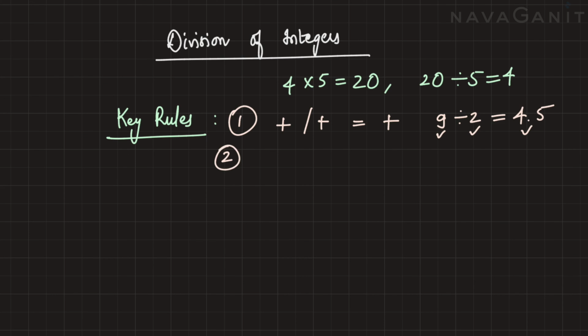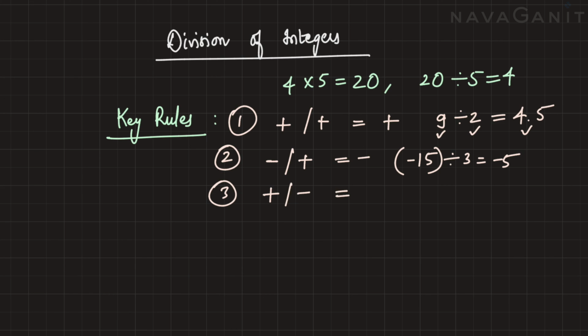Secondly, if I am dividing negative by positive, the result would be negative. For example, minus 15 divided by 3 would be minus 5. So negative by positive would be negative. Similarly, if I am dividing positive by negative, the result would be negative. For example, 16 divided by minus 4 would be minus 4.